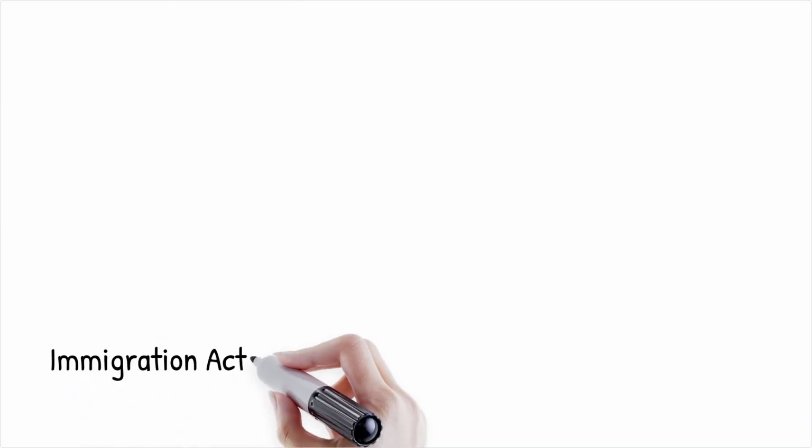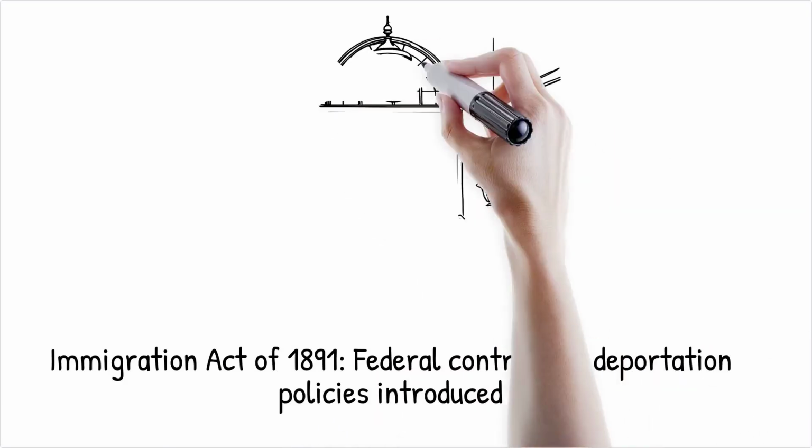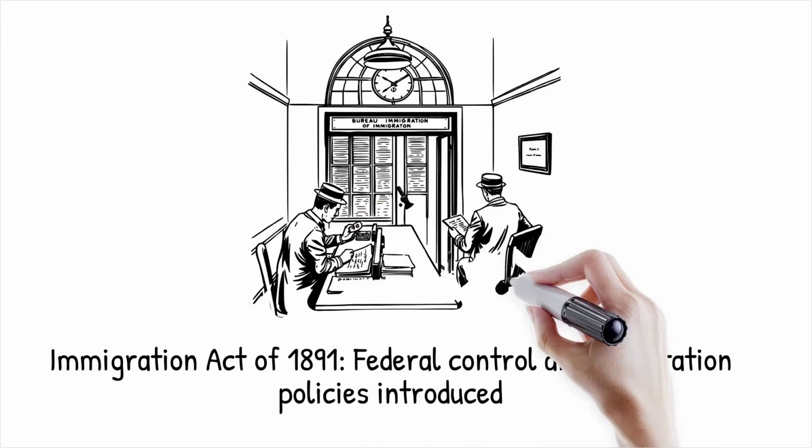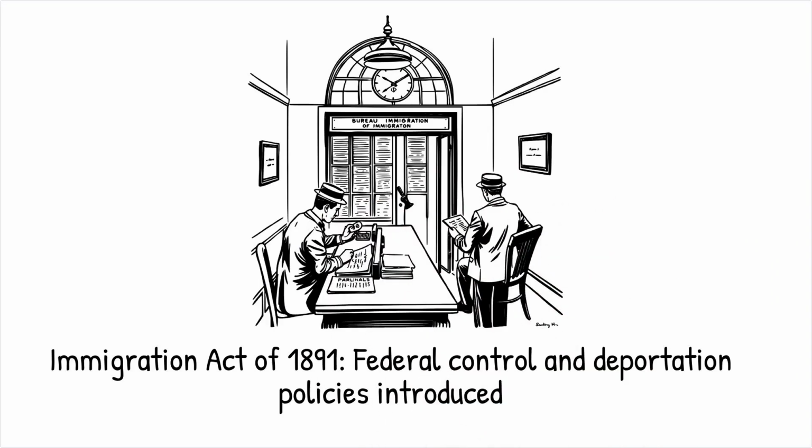The Immigration Act of 1891 established federal control over immigration, creating the Bureau of Immigration and allowing deportation of aliens who entered unlawfully or became public charges. Enforcement was largely administrative, with immigration officers conducting summary hearings without judicial oversight, raising concerns about fairness.